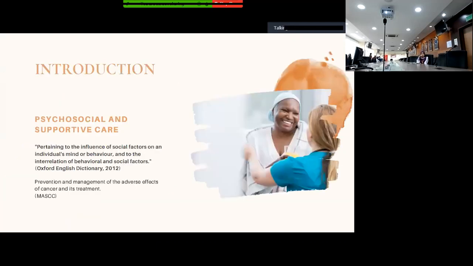So introduction, what is psychosocial and supportive care? Psychosocial pertains to the influence of social factors on individual mind and behavior, and to the interrelation between behavior and social factors. So what is supportive care? Supportive care is the prevention and management of the adverse effects of cancer and its treatment. This is by NPSC.